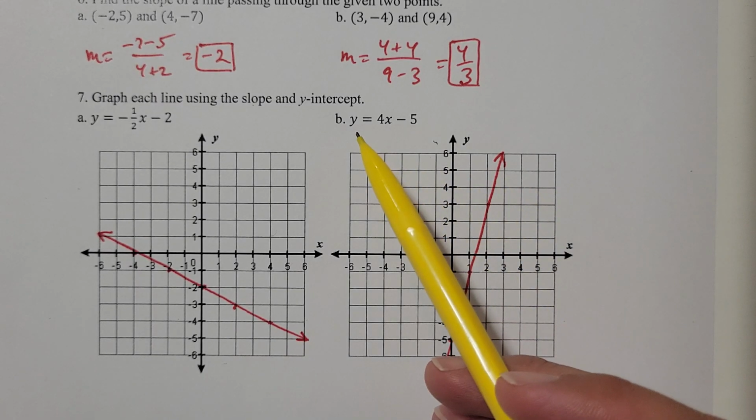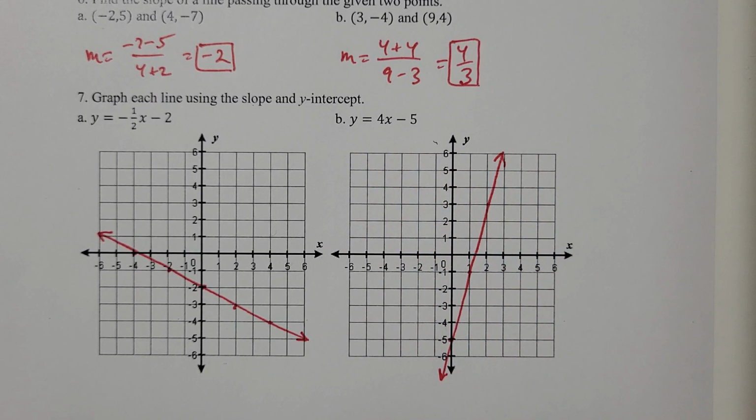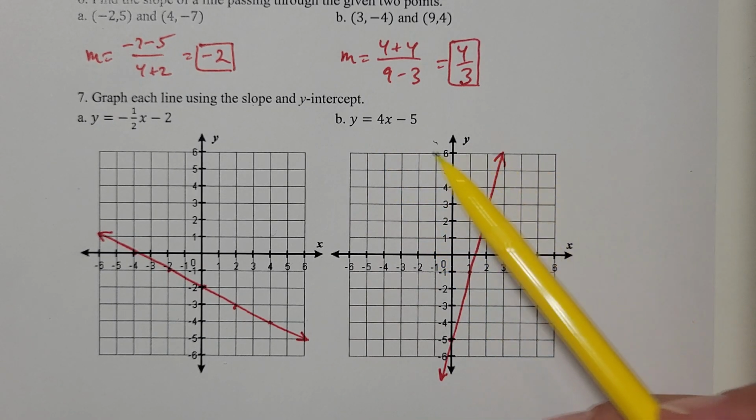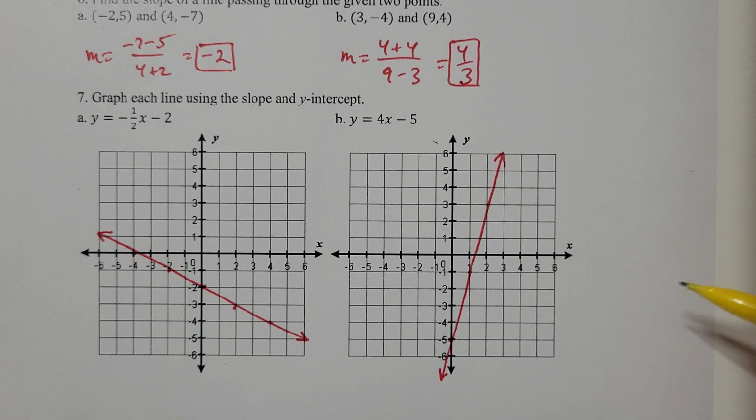Okay, part B, we got y equals 4x minus 5. The slope of this line is 4, and the y-intercept is -5. So we'll start at the point 0, -5, the y-intercept there, and then work off of the slope. So the slope is 4. 4 is the same thing as 4 over 1.